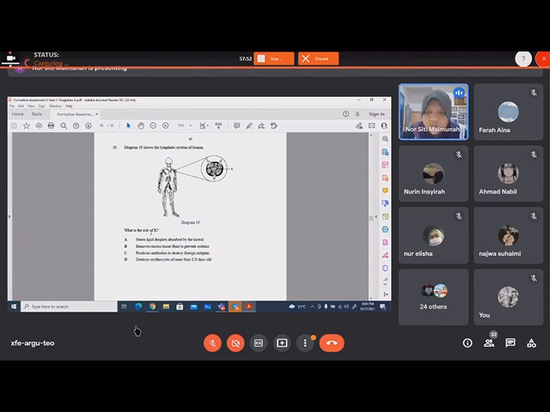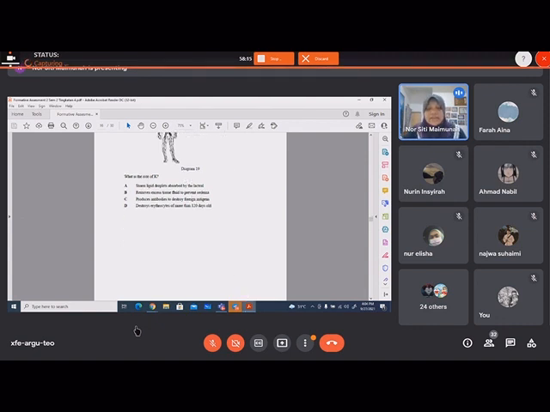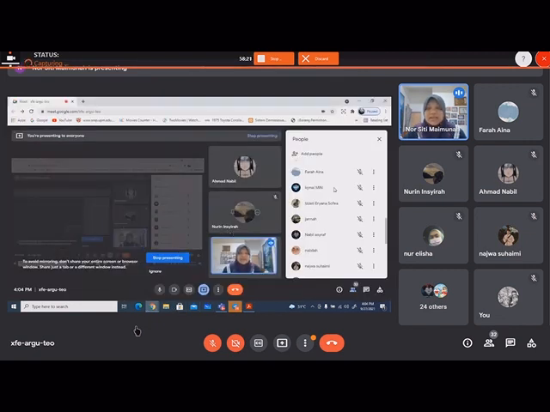So remember lymph nodes ada dua functions. Pertama, filter the lymphatic fluids from any foreign substance and also microorganism. Dia filter dulu. Kedua, baru dia menghasilkan, it produces and stores lymphocytes, yang mana lymphocyte akan produce antibody, yang mana antibody itu pula yang akan destroy the antigens ataupun the pathogens. Okay, so the 30 is C.